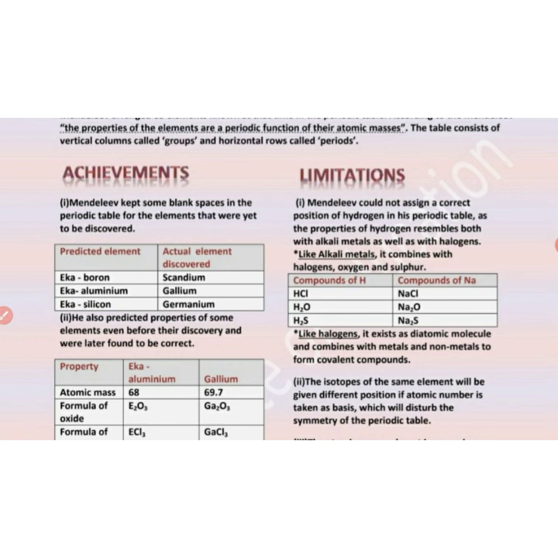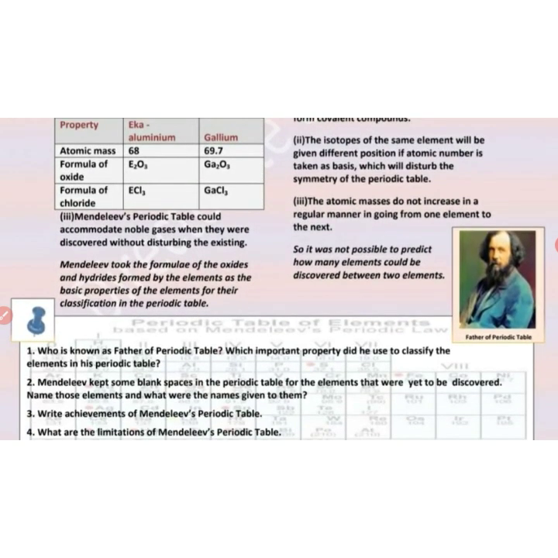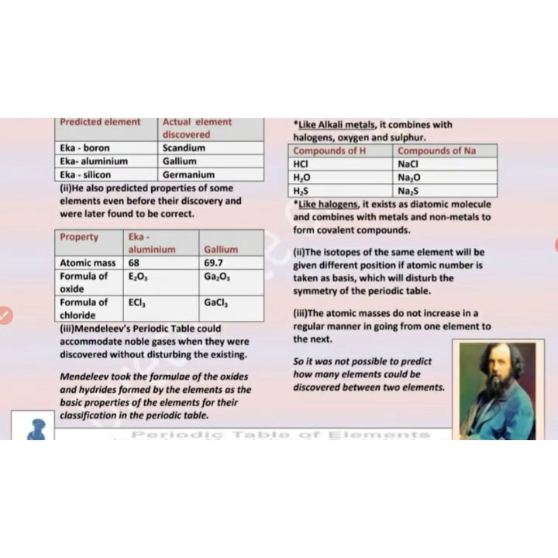So I hope, students, this worksheet is clear to you. It is a simple worksheet. Just remember these three elements which were predicted and later discovered, and their names, whereas the limitations and the achievements are all important from the exam point of view.